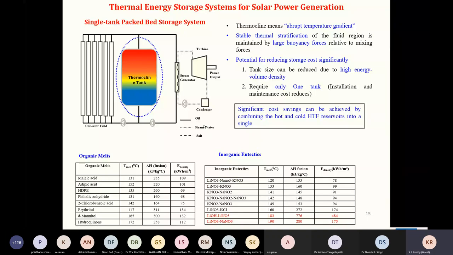In fact, again, I'm unable to show some detailed systems. Why? Because there are IPs involved. Some industries are participating, mainly Indian Oil and other big companies. So I am unable to show that, but I'll give you glimpses of this. There are different organic materials, mainly for storage medium, and then inorganic materials like this with different temperature ranges, with energy densities and heat of fusion and all this. So you can see here, and different fluids can be employed.